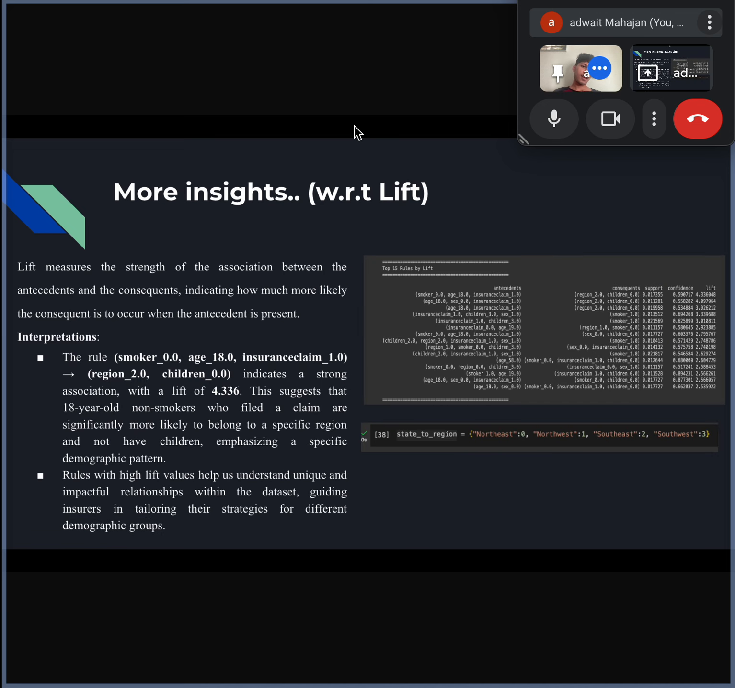This is where the data gets more interesting, because here we get much more ideas. If you look at the first line here, it shows that if a person is a non-smoker, aged 18 and has filed insurance, then that person would most likely belong to region 2 and will have zero children. And for reference, region 2 is southeast. So what it says is that if a person is a non-smoker, is 18 years of age, and has filed a claim, the person is more likely to belong to the southeast region in the US and is more likely to not have any children.